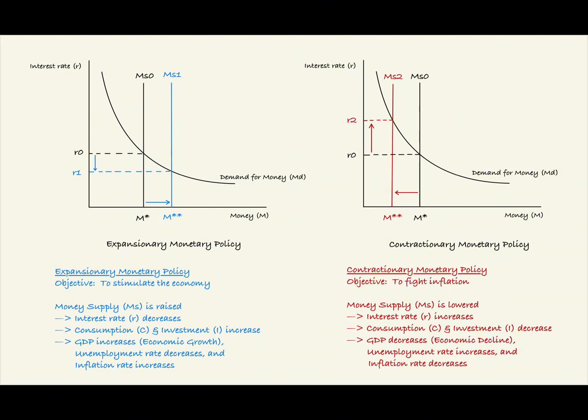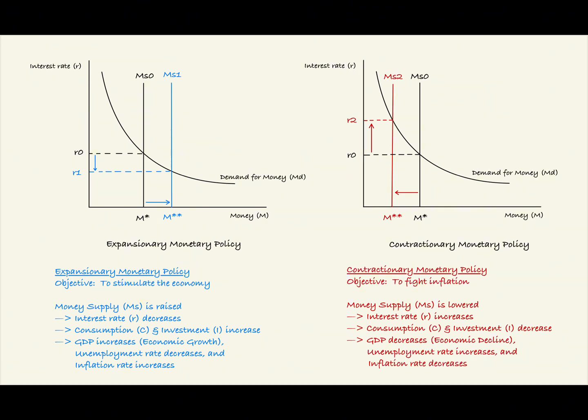In the graph on the left, we can see this increase in the money supply in the rightward shift of the money supply curve from MS0 to MS1. As a result of this increase in the money supply, the equilibrium interest rate decreases. In the graph, the equilibrium interest rate decreases from R0 down to R1.